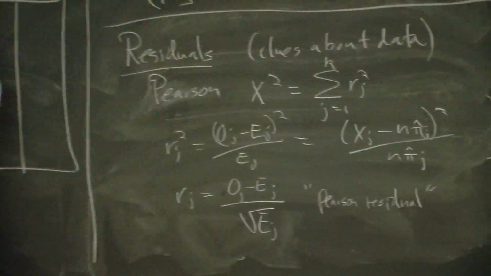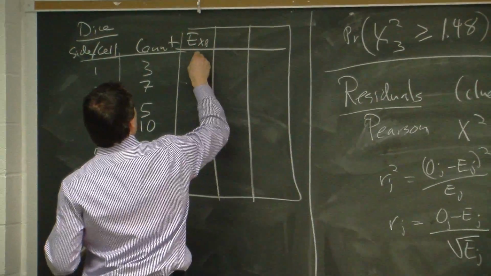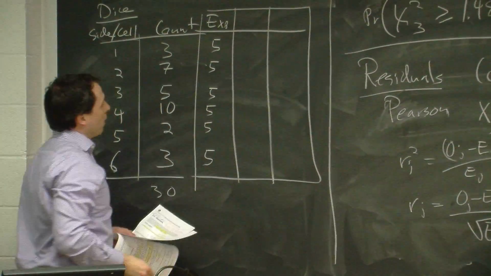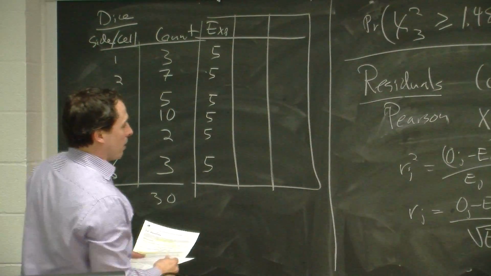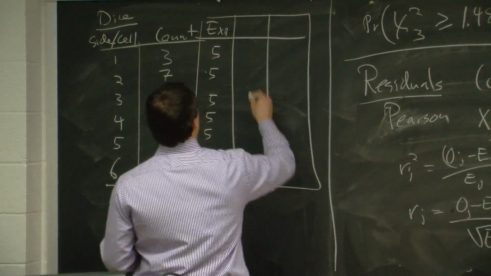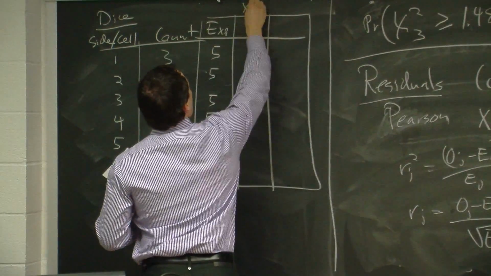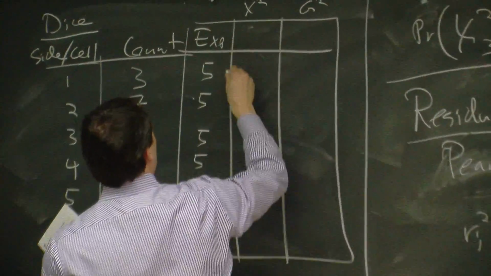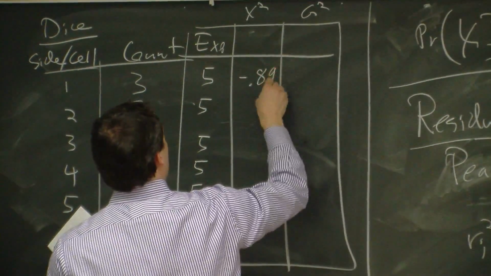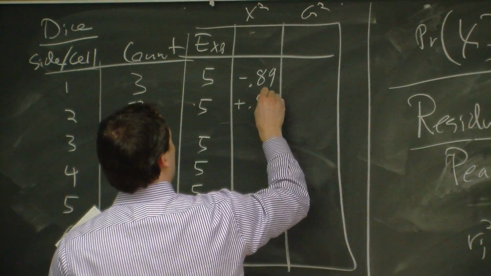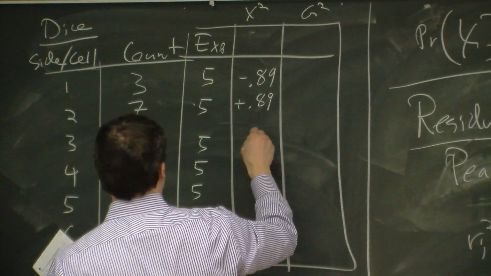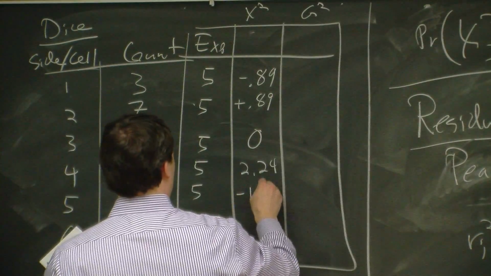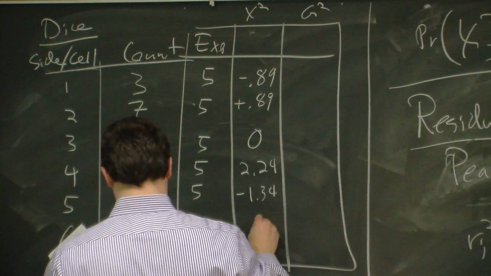Okay, so observed, expected, all the expected values are equal. Observed minus expected divided by the square root of expected gives me these residuals. First I'll do this Pearson residual. This is minus 0.89. This is plus 0.89. This is 0. This is 2.24, minus 1.34, and 0.89.